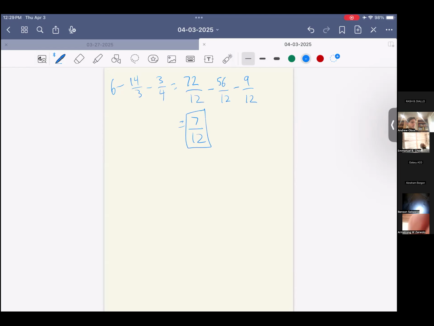So this is all just doing common denominators of 12 to get every one of these terms as a fraction with a denominator of 12. So this gives us 7/12 here. Is that okay?